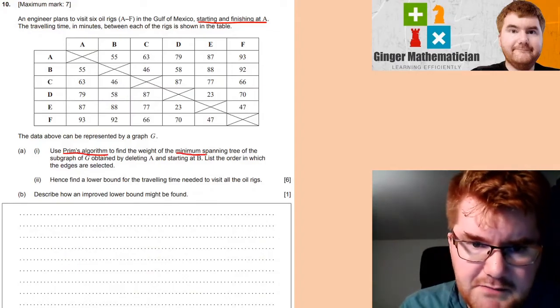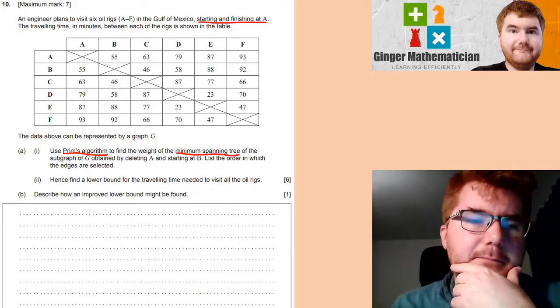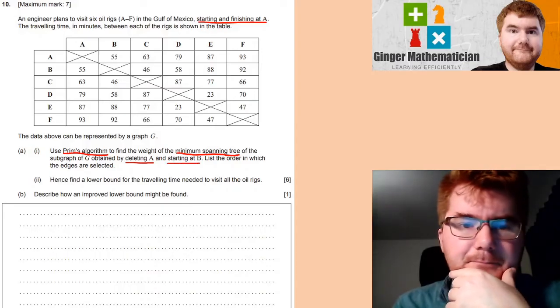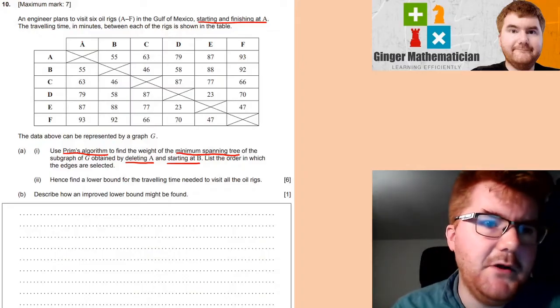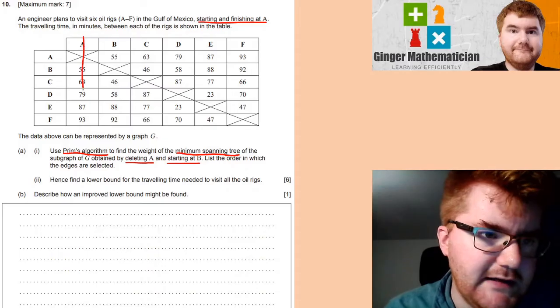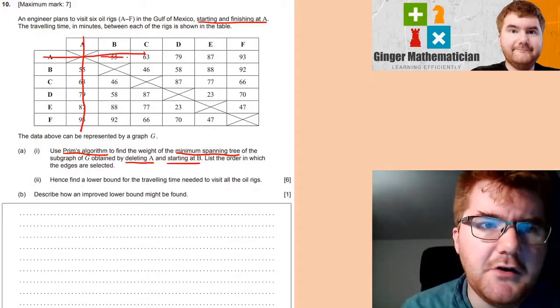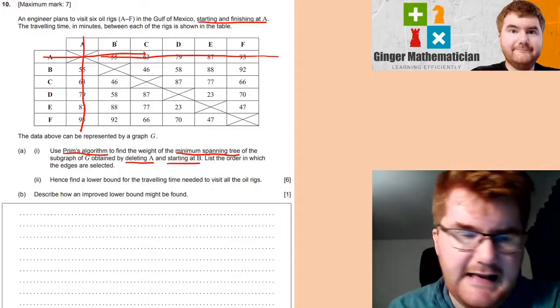This is a phrase you should be really familiar with on this course. Of the subgraph of G obtained by deleting A. Yep, so we're going to delete a vertex and we're going to start at B. And then list the order in which the edges are selected. So let's do this process. We're going to ignore A for the moment. We'll come back to A shortly. So I'm going to cross out A. And we're just going to focus on the other nodes here, B, C, D, E, and F.